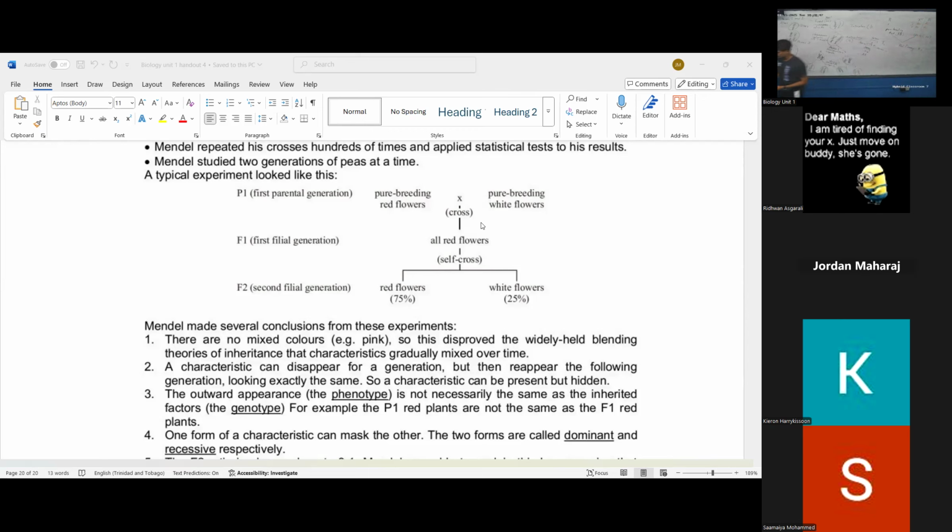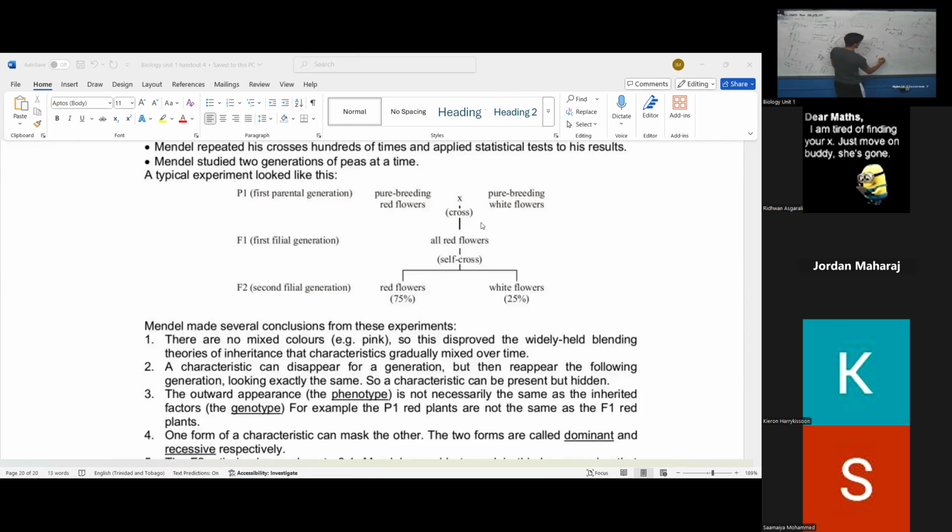But at the CAPS level, we don't just stop there. We go to the second generation, or the F2 generation. To produce the F2 generation, he took two of these red flowers and crossed them with each other. Now, are these red flowers pure breeding? No, because they do not carry the same alleles on both members. So they're not pure breeding. So what will happen?